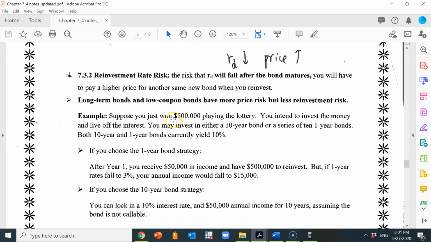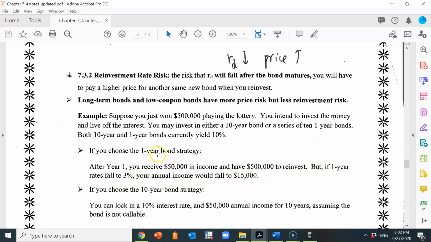Example: suppose you just won $500,000. You intend to invest the money and live off the interest. You may invest in either a 10-year bond or a series of ten 1-year bonds. Both currently yield 10%. If you choose the 1-year bond strategy, after a year you receive $50,000 in income and have $500,000 to reinvest. But if 1-year rates fall to 3%, your annual income would fall to $15,000.